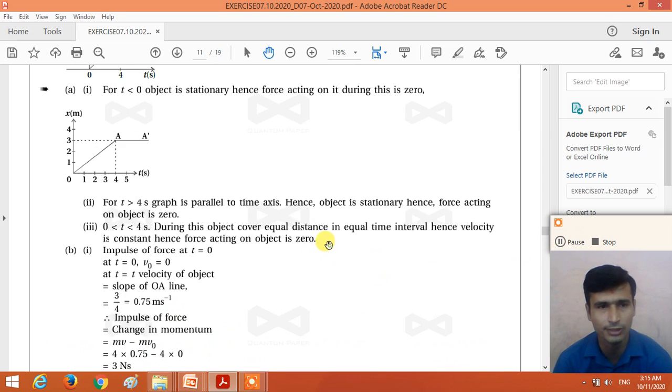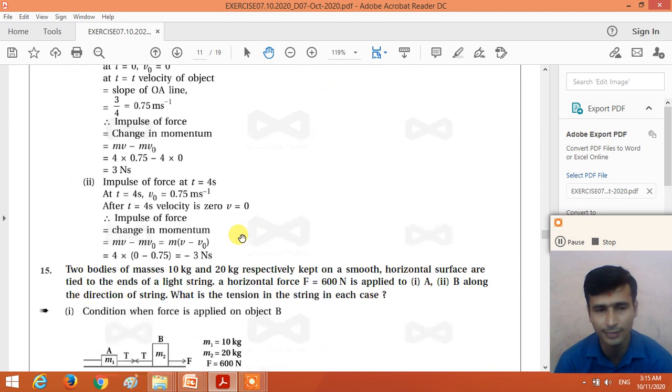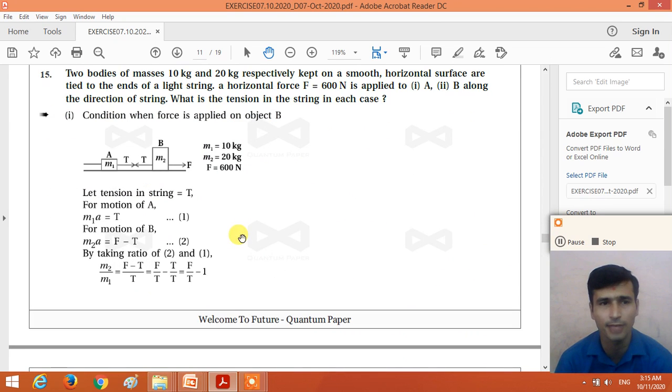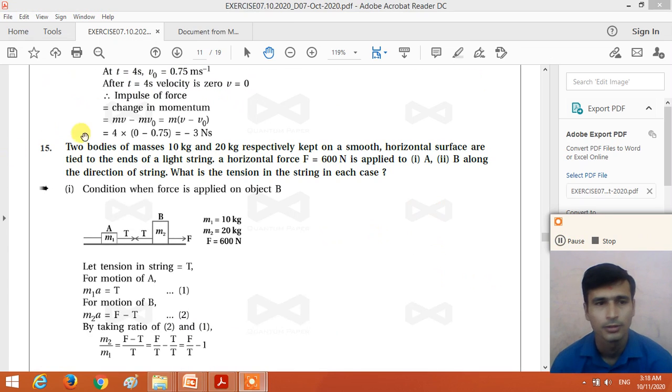Understand, dear student, this was question number 14, right? Now we will see question number 15. Two bodies of mass 10 kg and 20 kg respectively, kept on a smooth horizontal surface, are tied to the ends of a light string. Here the surface is a smooth horizontal surface, so neglect the friction force acting on the block.